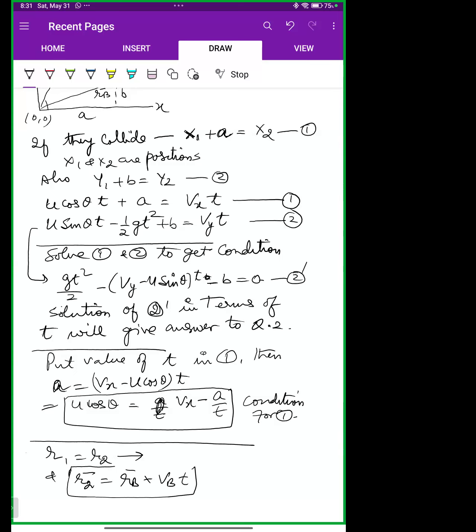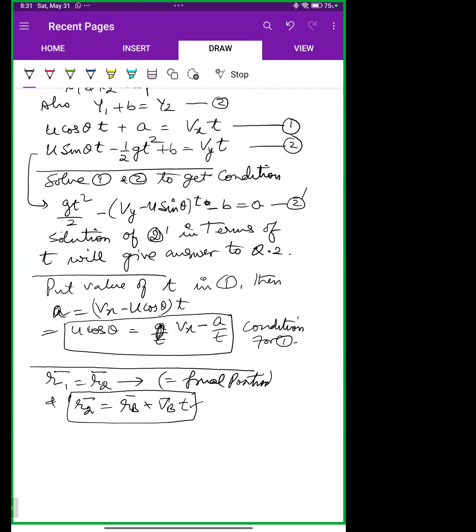We could have found the actual values, but these are given in terms of algebraic expressions. So R1 is equal to R2. That is the final position. And what is R2? R2 is RB plus VB into T. You have got the value of T, then you can get R2 in terms of T.